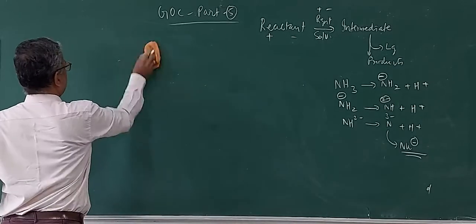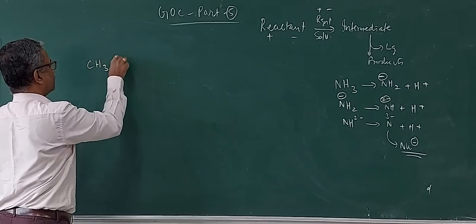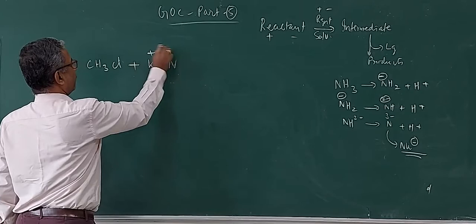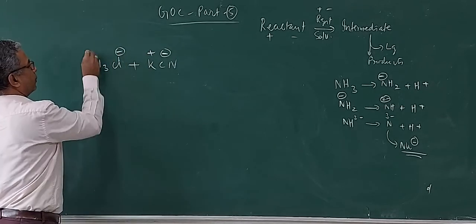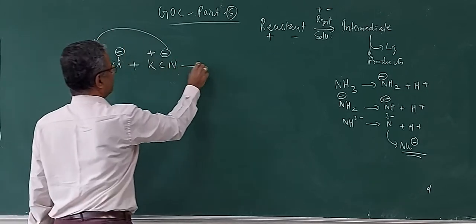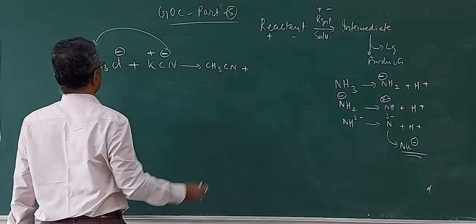Okay, so let me take another example. So this will not work properly. CH3Cl plus KCN, if you take like this, very simple. So you will have CH3 plus and CN minus here. So this will come and get attached here. So you will have CH3CN plus KCl.